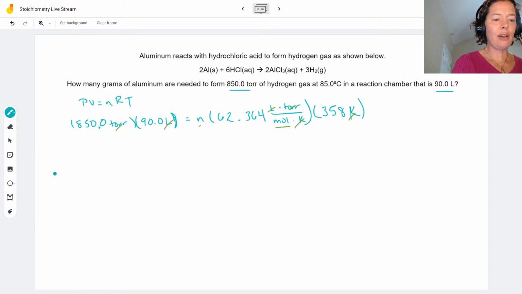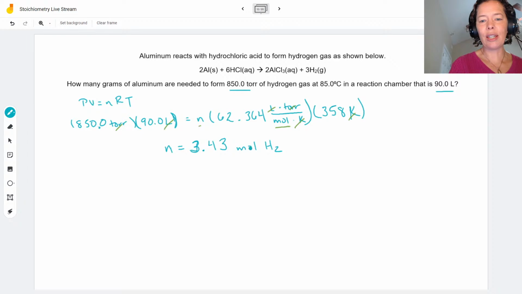So let's do that calculation. And we get n is equal to 3.43 moles of hydrogen gas. Okay, great. We have moles, which means we can go ahead and do our stoichiometry and use our mole ratio. So I am going to start a new calculation, starting with my moles of hydrogen.